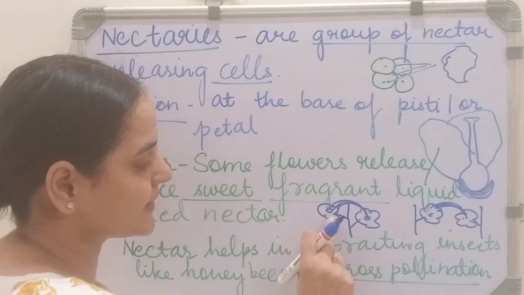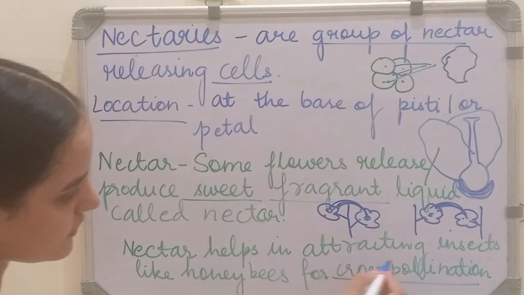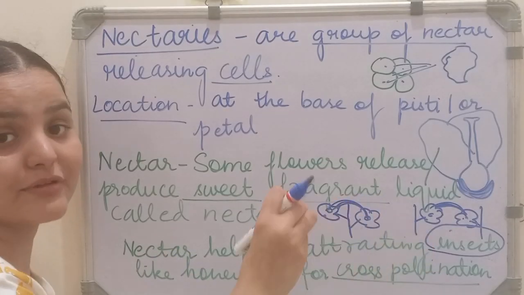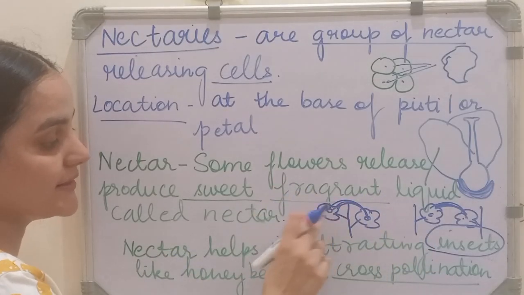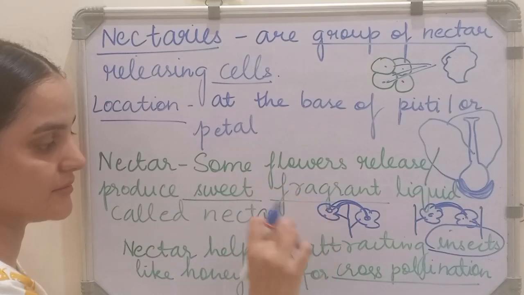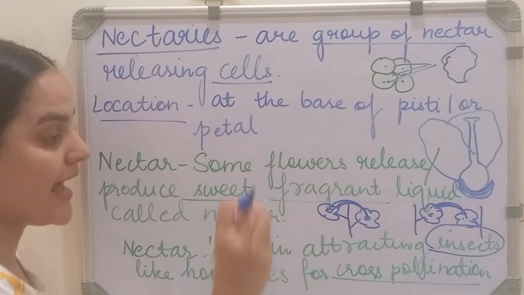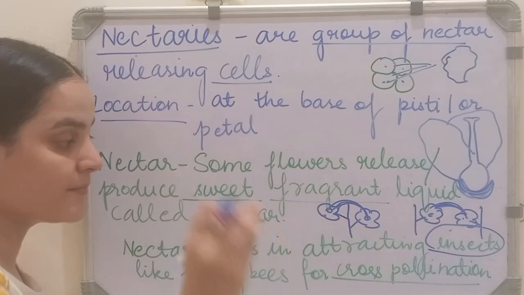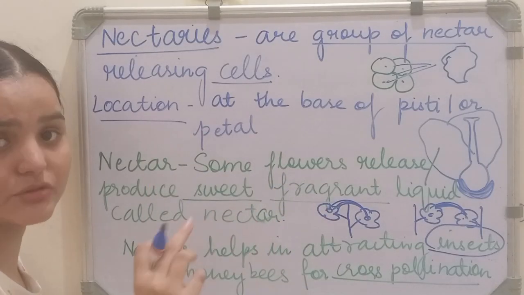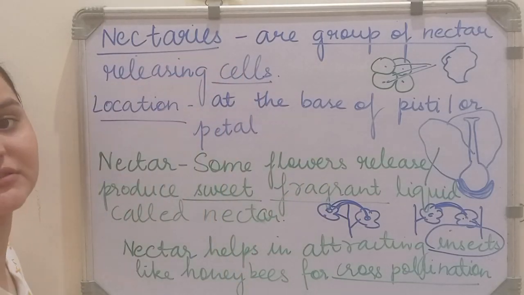So for pollen grains to reach this flower from here to here, we need insects. Okay, we need insects, and that insect will carry the pollen when it reaches this flower. So it detects the nectar and reaches this flower, and the pollen grains present in that flower get stuck to the insect, and when that insect reaches another flower, the pollen grains are automatically shed on that flower, and through that pollination happens. Okay, so this was all about nectaries and nectars.